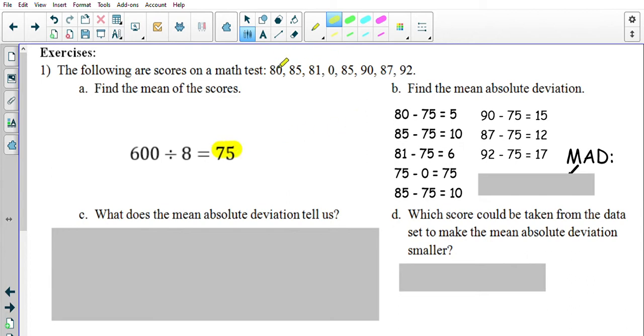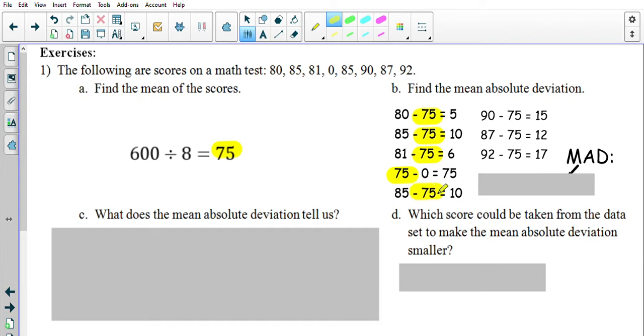First number in our set was 80, so take 80 minus 75 to get a difference of 5. Second number is 85, so take 85 minus 75 to get a difference of 10. Our third number is 81, so do 81 minus 75 to get a difference of 6. Our next number is 0, so I'm going to switch the order around at this point, and I'm going to do 75 minus 0, because again, I want to get a positive difference. Our next number is 85, which I know we already saw before, so we take 85 minus 75 to get a difference of 10.